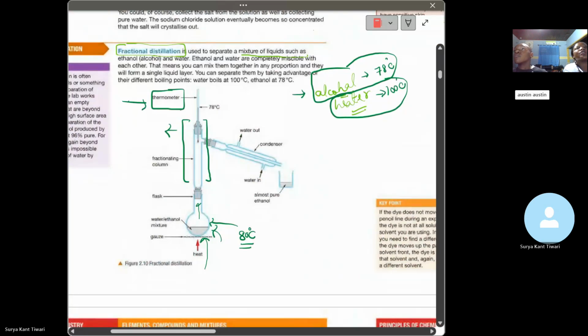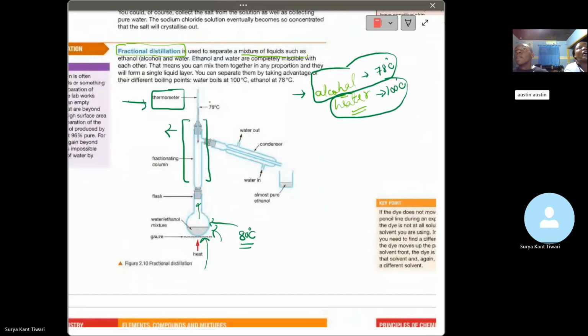Because there was no alcohol... So we're using another thermometer because of the mixture. Because I have to see. I don't want to heat it to 100 degrees Celsius. I want to heat it only to 78. So only alcohol will boil, but not the water. Okay. Yes, sir.